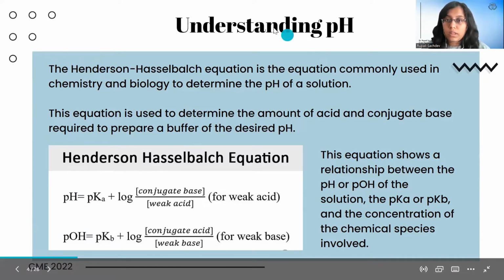Can anybody tell me what the pH scale ranges from? What is the pH scale maximum and minimum values?